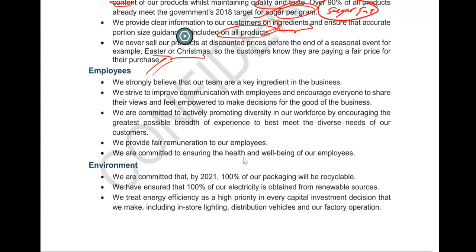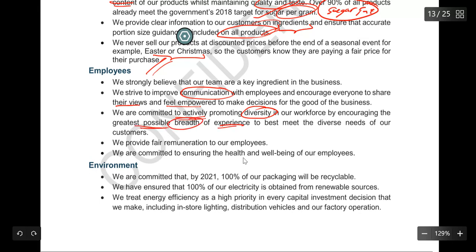Employees. We strongly believe that our team is a key ingredient in the business. We strive to improve communication with our employees, to encourage everyone to share their views and feel empowered to make decisions for good business. We are committed to actively promoting diversity in our workforce by encouraging the greatest possible breadth of experience, the best to meet the diverse needs of our customers. We provide fair remuneration to our employees. We are committed to ensuring the health and well-being of our employees.